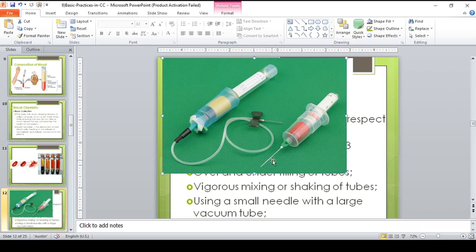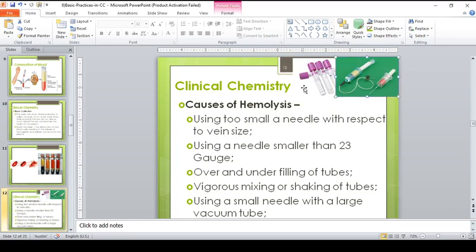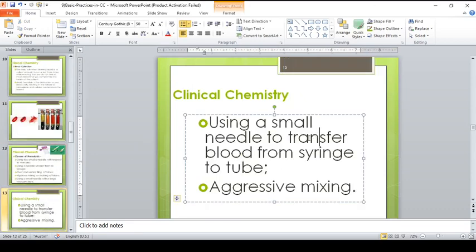Maliit yung butas ng needle, and malaki yung vacuum tube na ginamit mo. Like, for example, this one, or 5 mm of tube, okay? And using a very small hole of a needle may lead also to hemolysis, kasi ang laki ng pressure. Okay, mataas yung pressure para humugot ng blood and yet maliit yung hole ng needle mo. So that may lead to lysis of red blood cell.